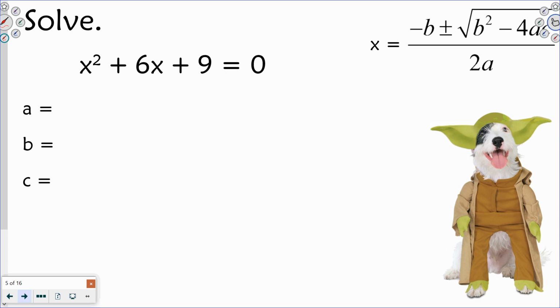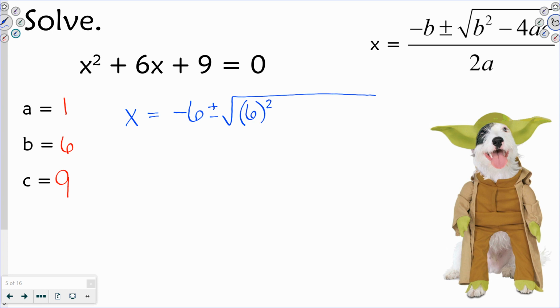All right, it's already in standard form. What's your A? What's your B? And your C? Good. So we're going to plug it into the formula. X equals negative B. It's going to be negative 6 plus or minus the square root of B squared, so 6 squared, minus 4 times A, which is 1, and C, which is 9, sorry, all over 2 times A, which is 1.